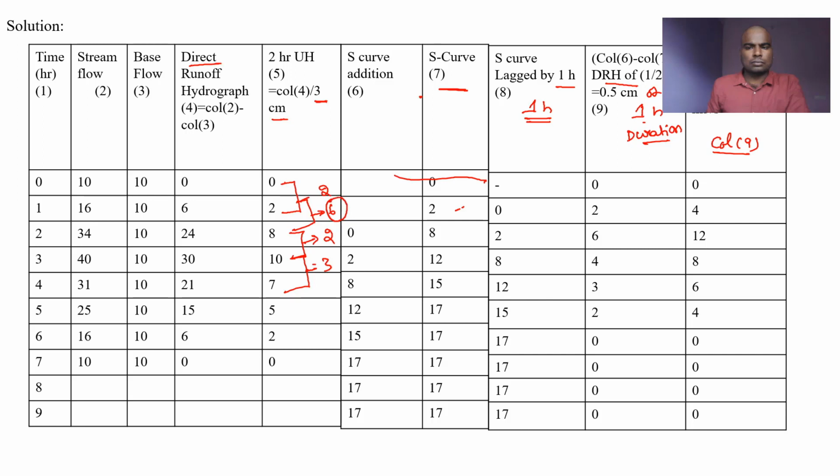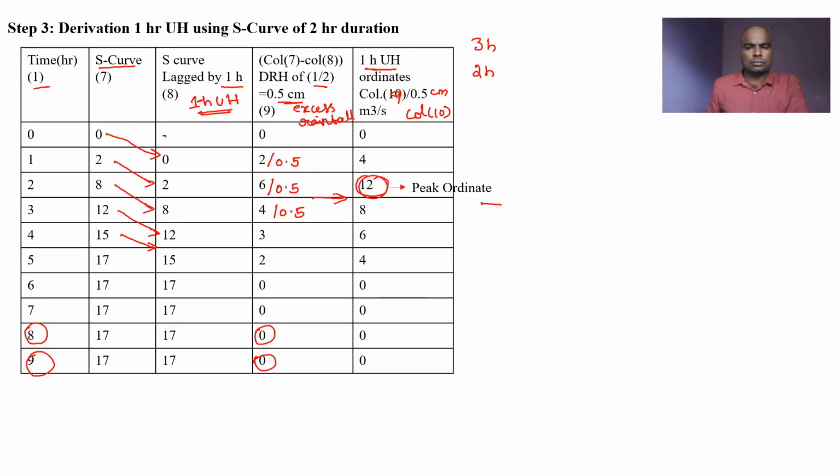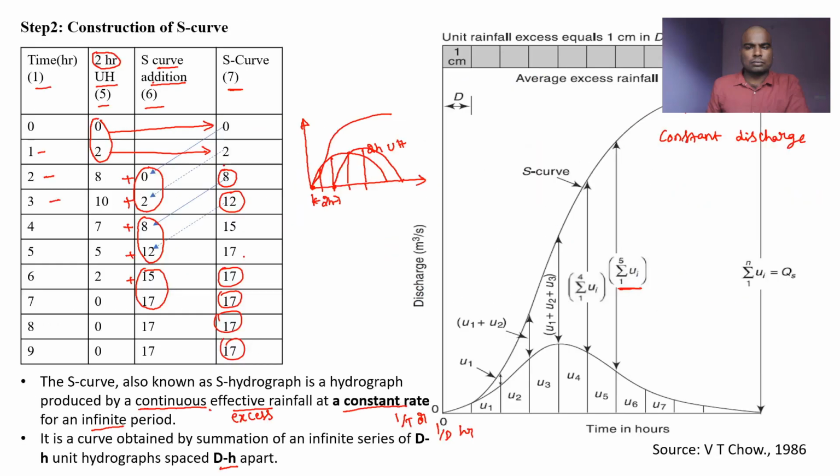6. And they have given the 2 hour unit hydrograph, but they have asked you to calculate the 1 hour unit hydrograph, isn't it? So what you can do is divide this 6 by 1 by 2, equal to 12. This works for the peak flow ordinate. This will be the shortcut.